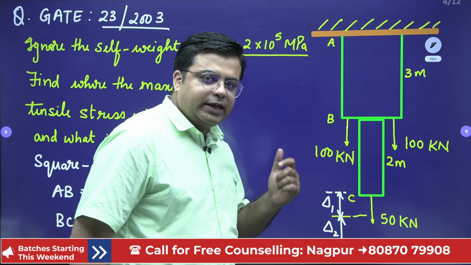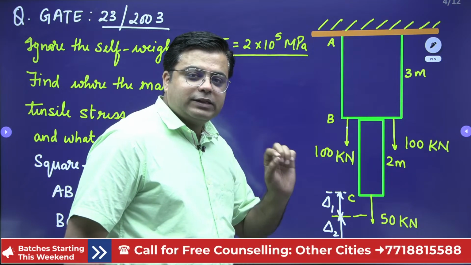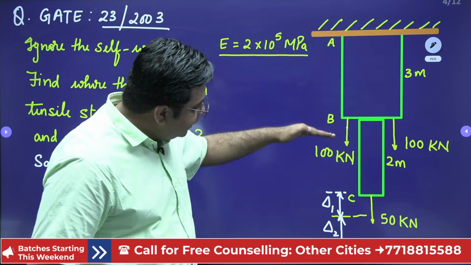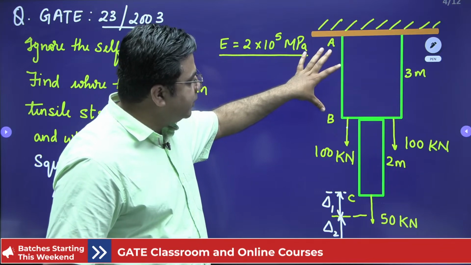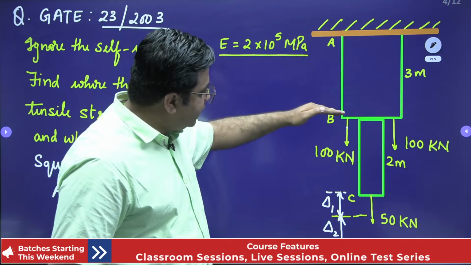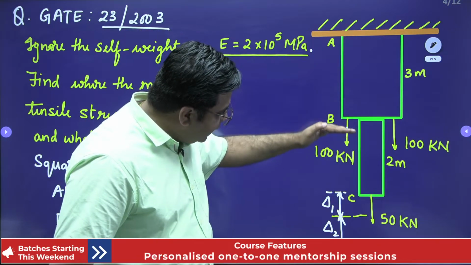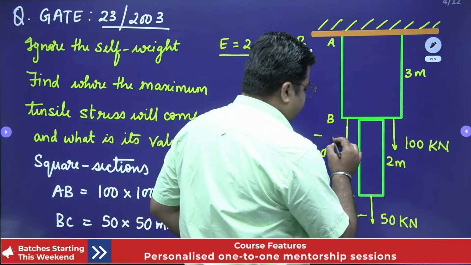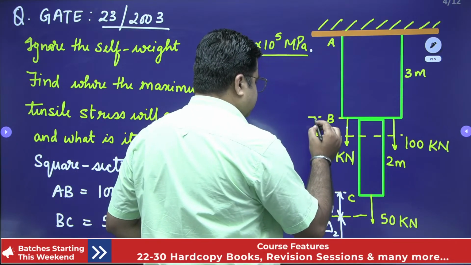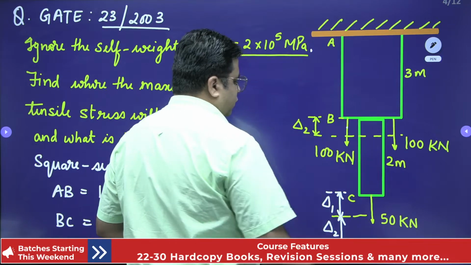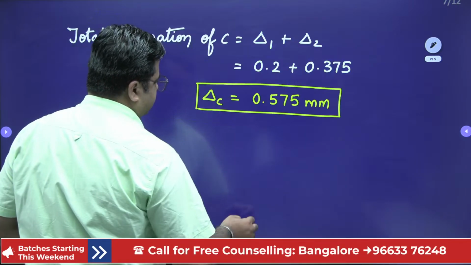Now if the question says by how much this point B will come down, you will say this point B will come down by the amount of delta 2. That is the net change in length for this member AB, right? So this member AB will undergo the deformation of delta 2, and point B will only come down by the amount of delta 2. So the deformation of point B is delta 2.